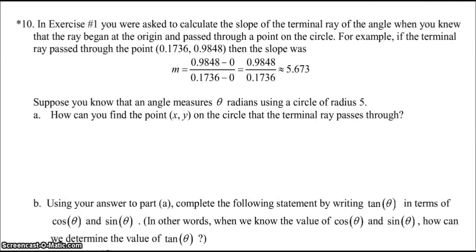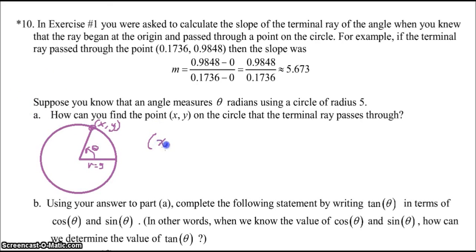In exercise 1, you were asked to calculate the slope of the terminal ray of the angle when you knew that the ray began at the origin and passed through a point on the circle. For example, if the terminal ray passed through the point (0.1736, 0.9848), then the slope was 5.673. Suppose you know that an angle measures theta radians using a circle of radius 5. How can you find the point (x, y) on the circle that the terminal ray passes through? Well, if we have a circle like this, the point (x, y) will be equal to (5 cosine theta, 5 sine theta).